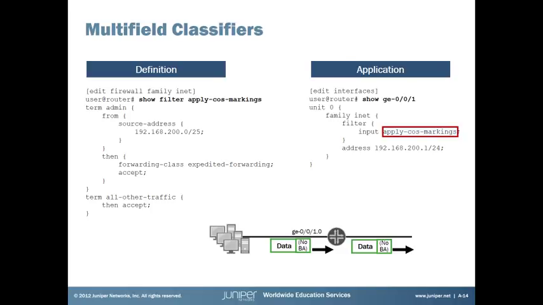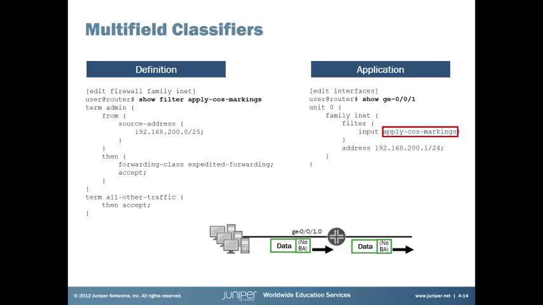Multi-field classifiers. This is an example of a firewall filter, which is a filter which says apply COS marking. So basically it says from a forwarding address. So in other words, saying if the traffic's coming from that address, then we're going to set a forwarding class which is called expedited forwarding. So we are actually marking up the packets. So actually writing this class into the packets themselves, all other traffic then accept. So basically if it's coming from that address, it's getting a particular class of traffic. That's kind of just one way of doing it.